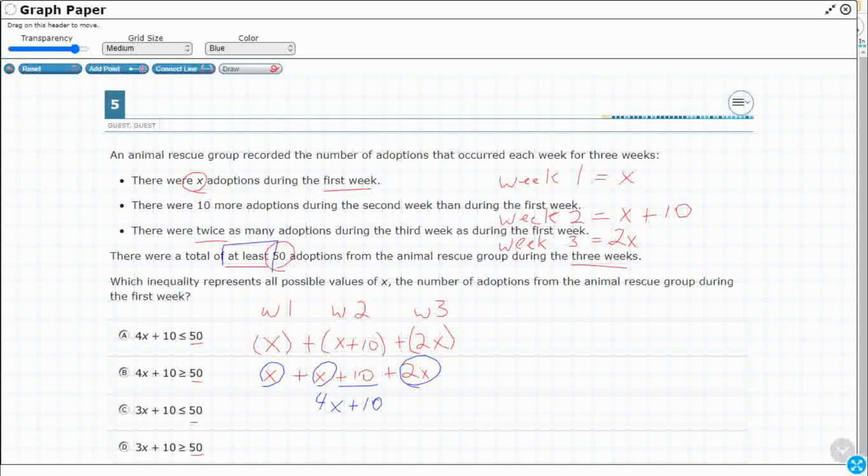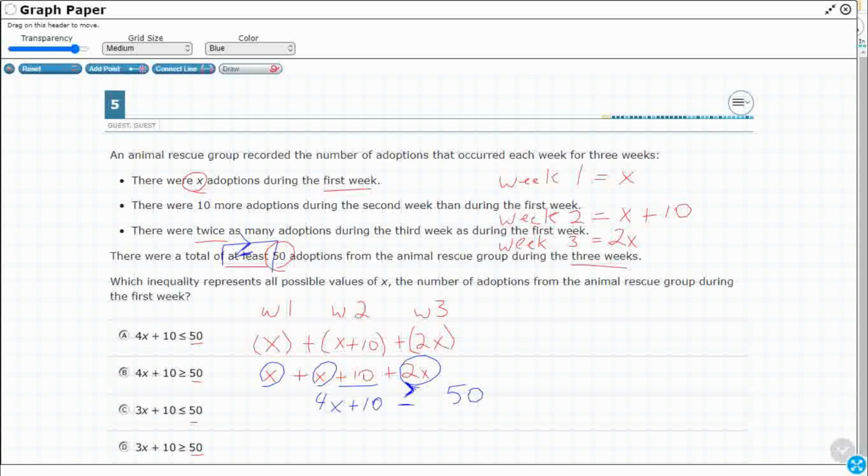So that's where this comes in. 50. Okay, at least. So it can be 50, and it can be more than 50. It just can't be less than 50, right? So if it were 48 or something, then that wouldn't work. So at least 50 means it's going to have to be greater than. But the at least means it can be equal to 50. So if you're equal to 50, then that's at least 50.